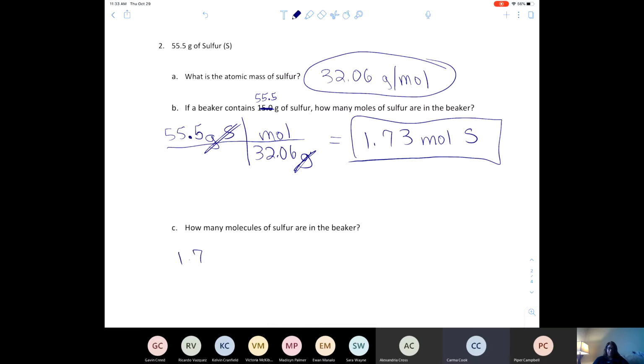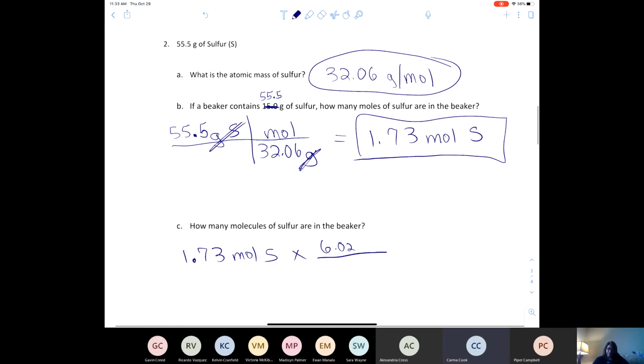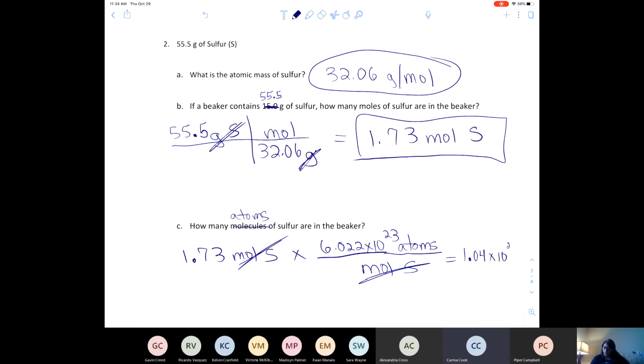And then we can convert those moles of sulfur into molecules by multiplying by Avogadro's number, or atoms in this case. So when we're dealing with an element, the type of particle is an atom. And so the moles of sulfur cancel. So take 1.73, multiply by Avogadro's number, and you get, of course, 3 significant figures in our answer, 1.04 times 10 to the 24th atoms.